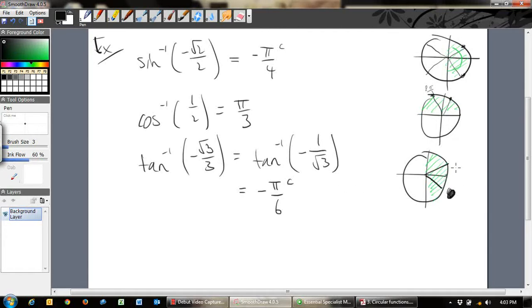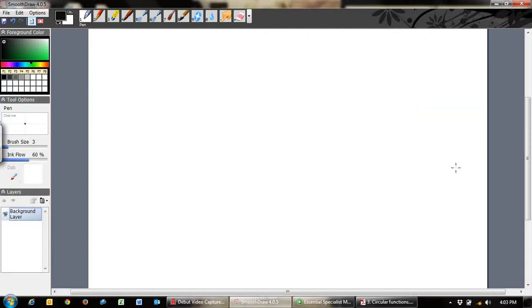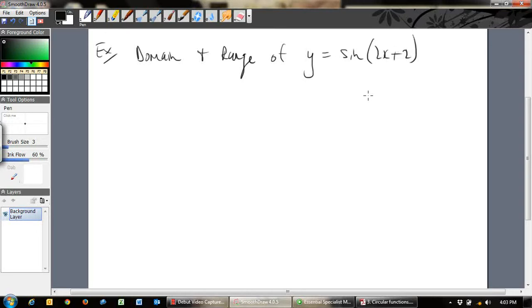So that's a bit about how to work these out. Hope you get good at that, because you're going to get a lot of those sorts of things. Secondly, find the domain and range of the function y equals sine -1 of 2x plus 2. Okay, find that. So just recalling what the domain and range of the inverse sine is makes it quite easy.